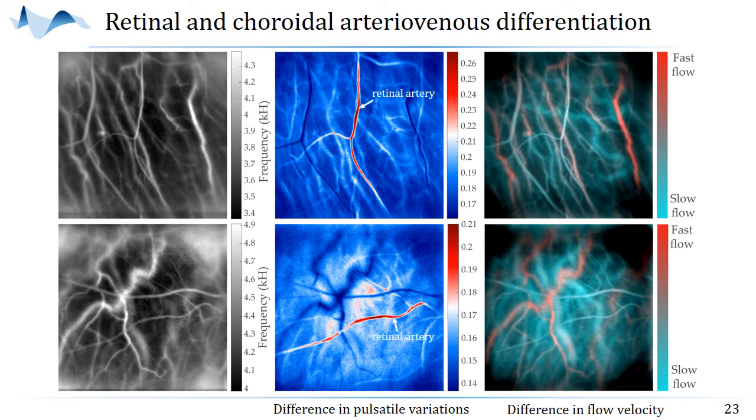And because we demonstrated that in retinal arteries we have larger variations, then they appear in red, and retinal veins appear in blue because they have low relative variations, low coefficient of variation. And by using this color composite contrast that we introduced in this presentation, we're able to see that choroidal arteries are visible with a red contrast because they have a very fast flow, and choroidal veins have a very slow flow, so they can be identified in cyan. So this is based on the flow velocity, as opposed to the image in the middle that is based on the contrast of pulsatile variations.